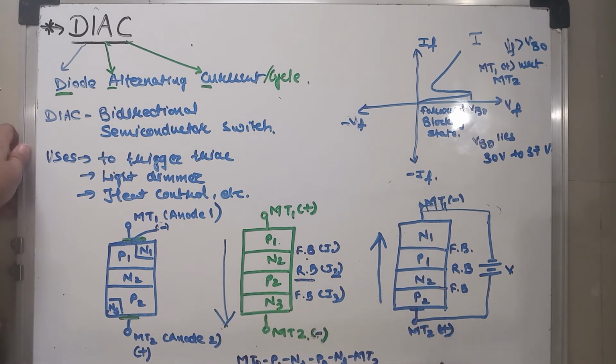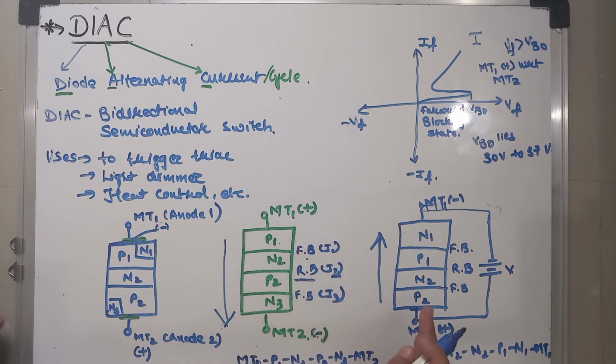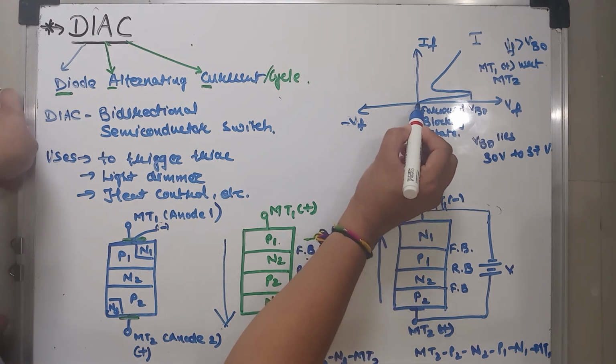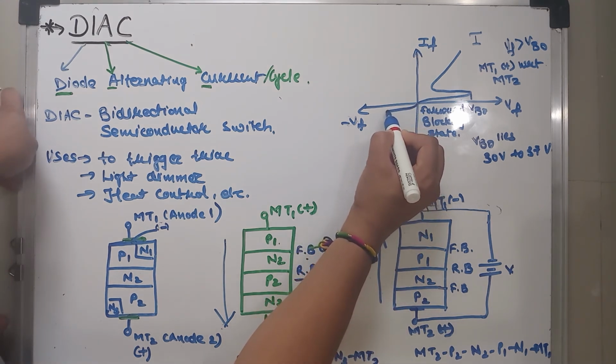So now your current is flowing from MT2 through P2, N2, P1, N1 to MT1, when MT2 is more positive with respect to MT1. At that time the direction of current is reversed. So the functioning is exactly similar to the earlier mode, but the characteristics lie in the third quadrant.